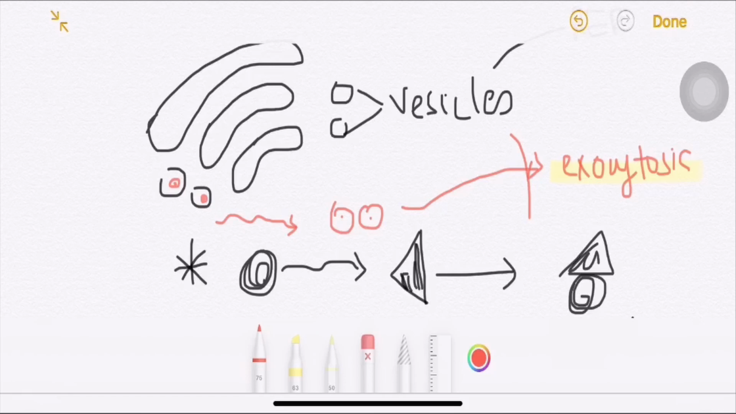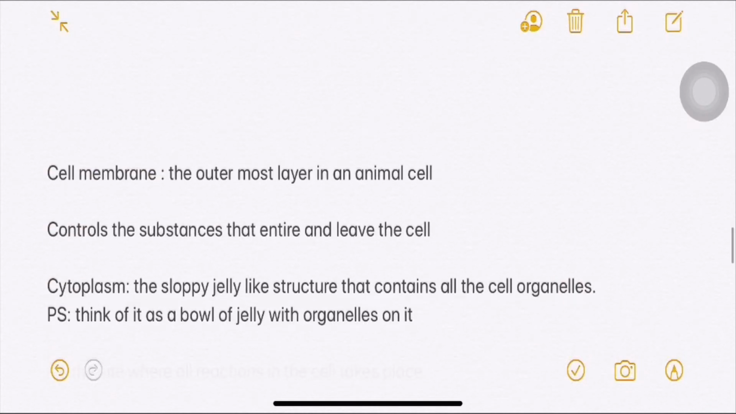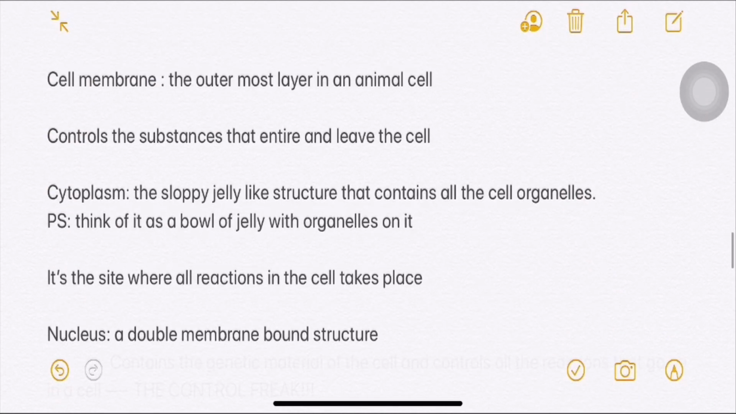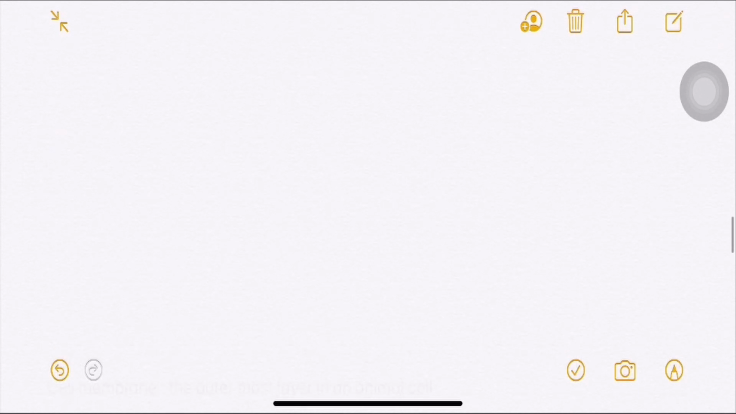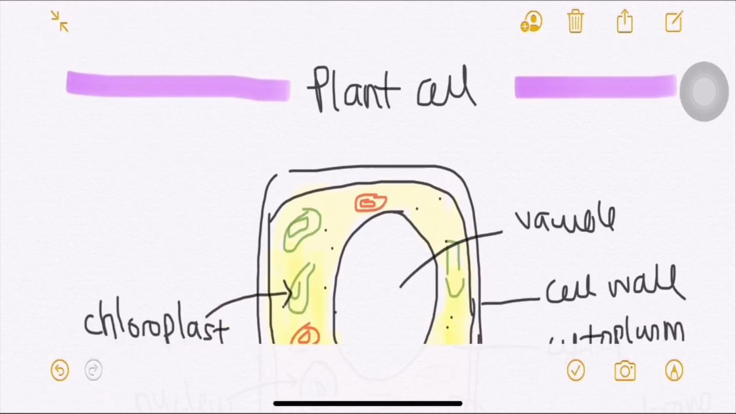So these are the functions of the animal cell. Here below I have written about each and every function. We will go to this part once we have finished the plant cell as well. Now let's take a look at the plant cell, which is also a eukaryotic cell. So let's move on to the plant cell. I have drawn the plant cell as well.